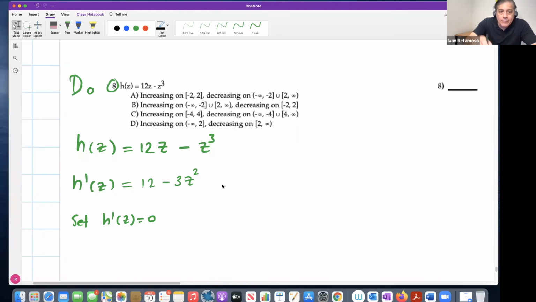The derivative is this, right? Now I have to set my derivative equal to 0 and solve for the variable, which is in this case z, right? So I gotta do this: set it equal to 0, solve for z. Now, factorization is possible, but let me show another strategy. Let me isolate the variable.